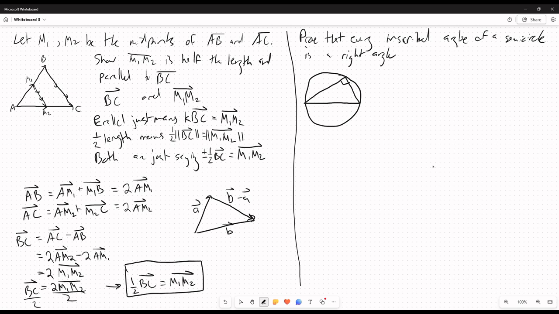Okay, let's go ahead and look at this here. So we're going to prove that every inscribed angle of a semicircle is a right angle. First of all, what do we mean by an inscribed angle? That just means if you take a semicircle, with points opposite each other, and then you pick any point on the circle and draw lines between the points on the edges of that semicircle and the point you chose on the circle, that angle will be a right angle.